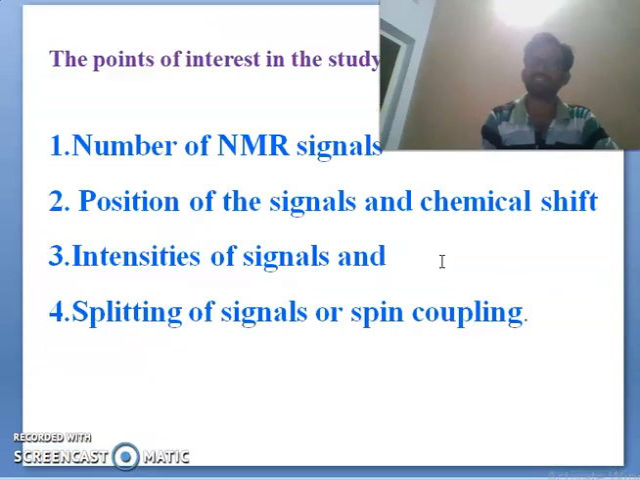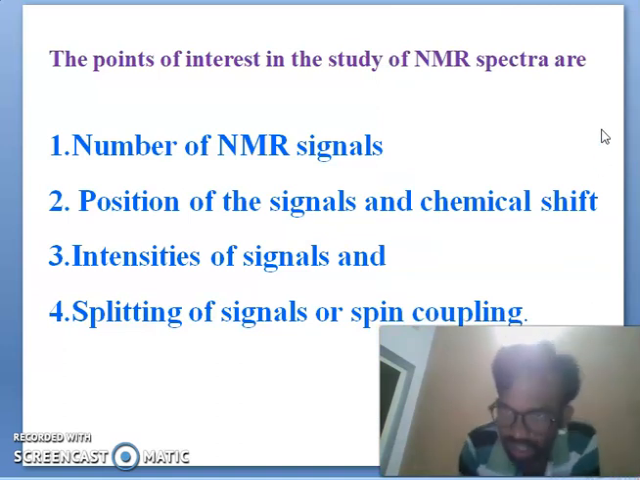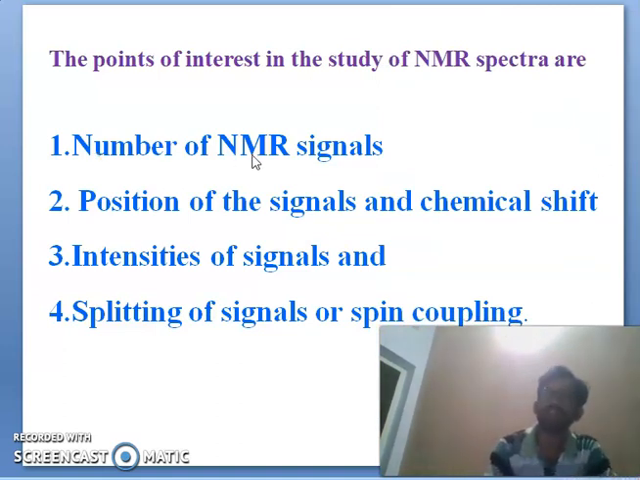You can see here the points of interest in the study of magnetic spectroscopy like NMR spectra. These are the main points we need to understand, especially in NMR spectroscopy. First one is the number of NMR signals. Second one is the position of the signal and chemical shift, where the signals come and what the chemical shift is. Third one, the intensity of the signal. And fourth one, splitting of signal or spin coupling. These are the four points we especially need to know in NMR spectroscopy.